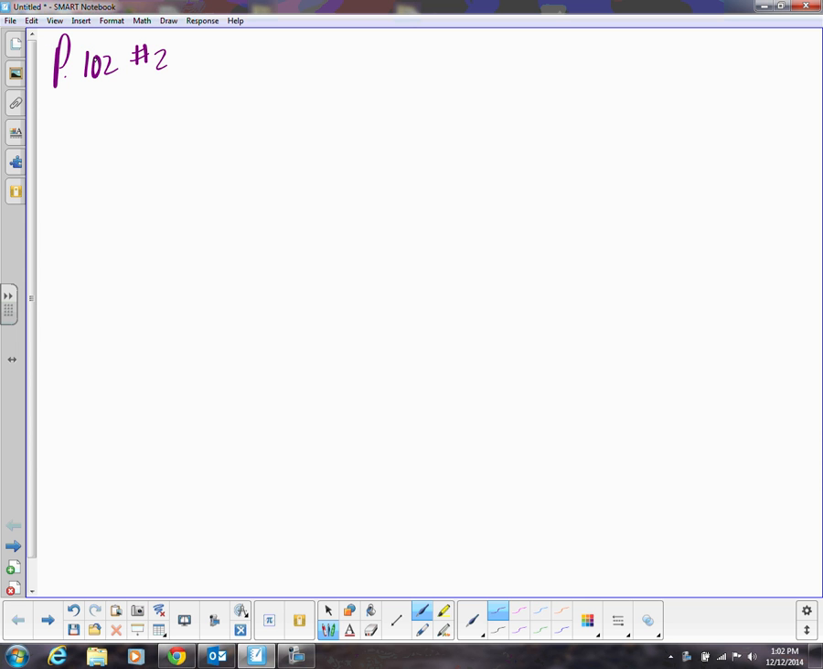Actually this is 112. Page 112, number 2. It's a free response. So it tells us sand is being poured into a bin that is initially empty. That means that at time equals 0, there is 0 sand. During the workday, and our time interval is 0 to 9, including the 0 and the 9, the sand pours into the bin at a rate.